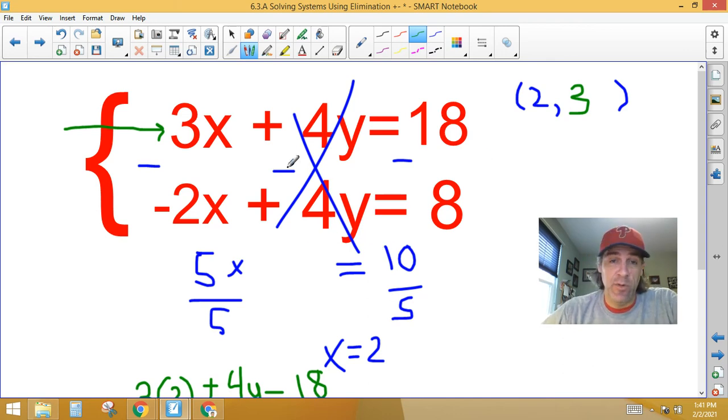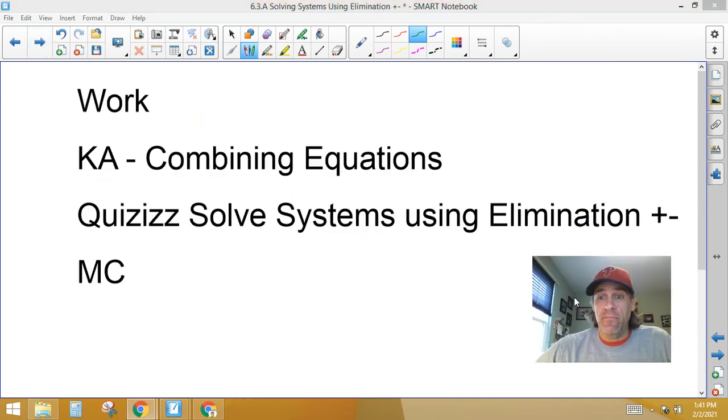So this is very similar to when you add, you just got to be careful that you're subtracting. You must do the same exact sign, whether it's always adding or always subtracting. You can't mix and match, okay? And that takes care of the start of solving systems by elimination.